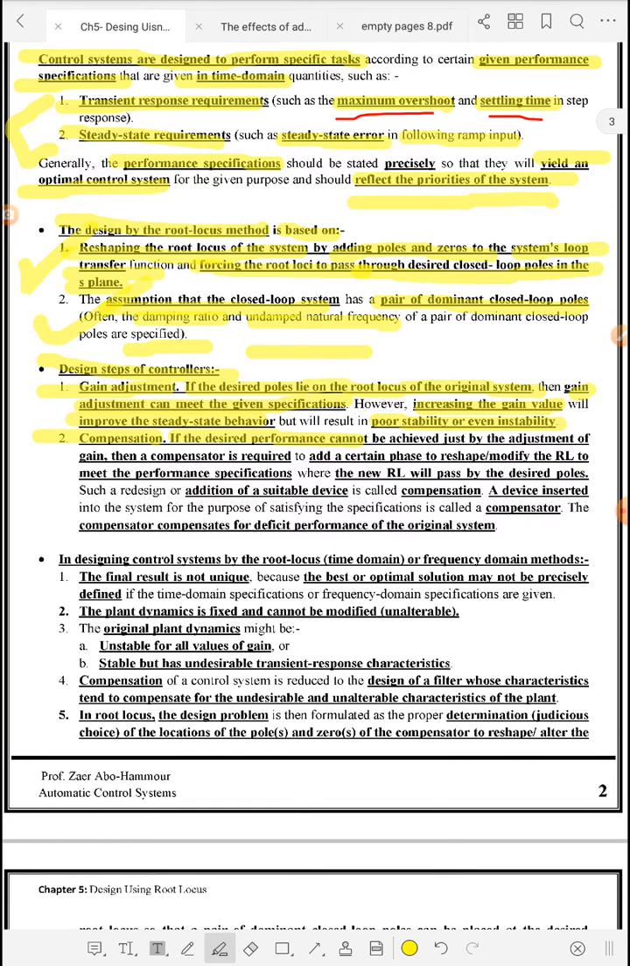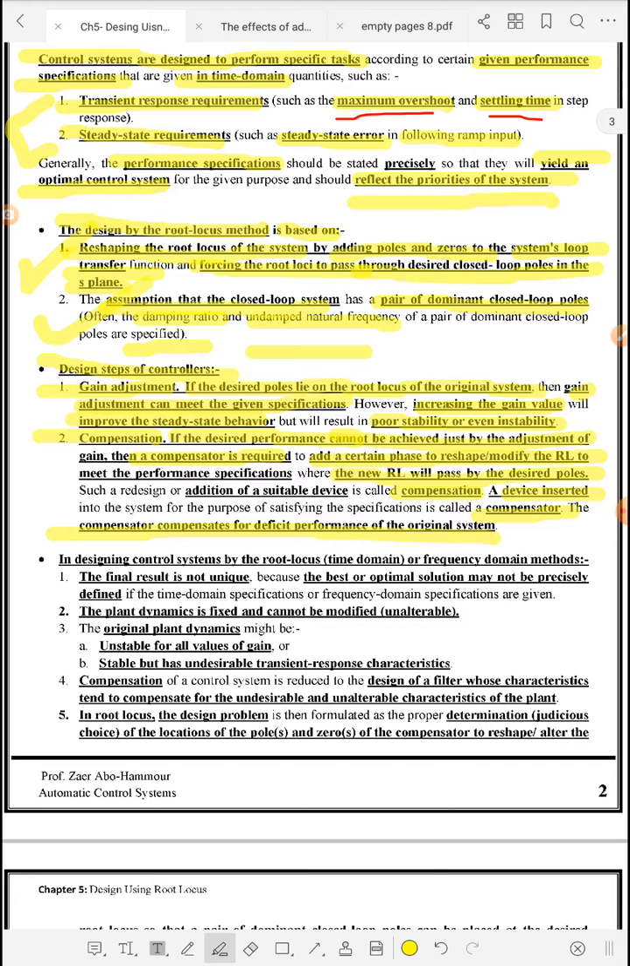So regarding the compensation, this is used if the desired closed loop poles do not lie on the root locus, and then we should add a compensator, and this compensator will add phase such that it will reshape the root locus, the old root locus, and the new root locus will pass through the desired pole, and this process is called compensation, and the device itself is called compensator or controller, and the controller or compensator compensates for the angle deficiency of the original system.